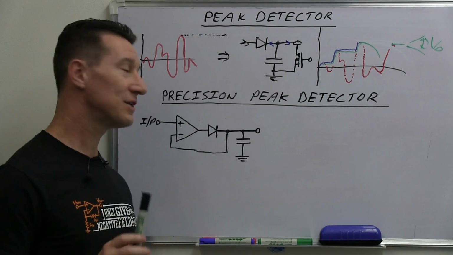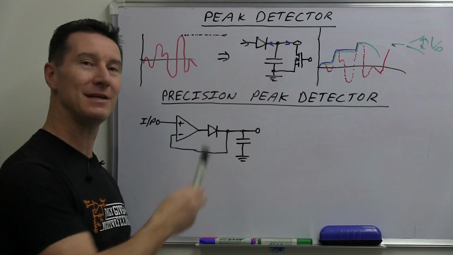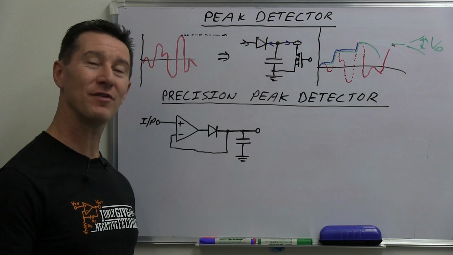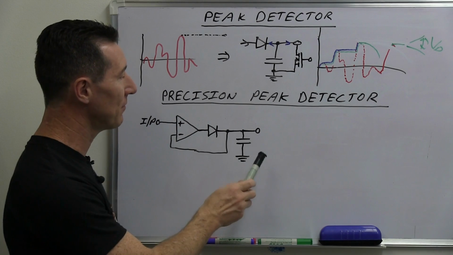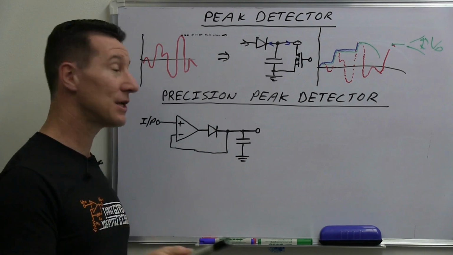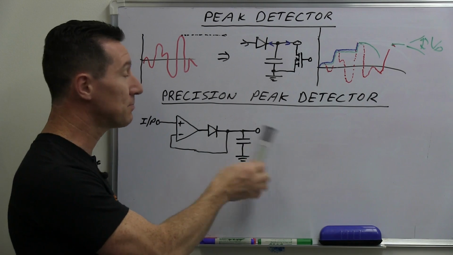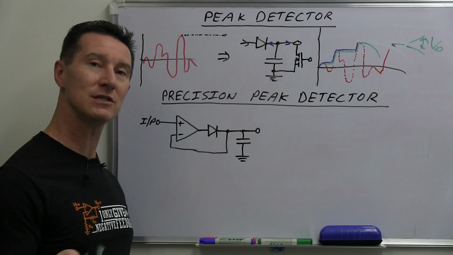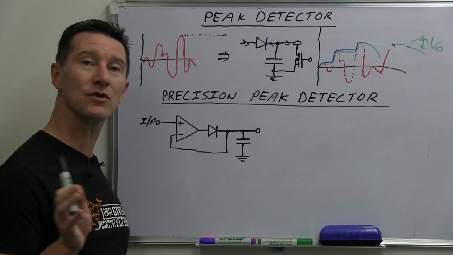Now, the first limitation is, of course, the discharge on the cap. If you're driving an ADC, for example, this isn't exactly the ideal circuit to be driving an ADC with. I won't go into ADC details, that's a whole separate video, but suffice it to say that ADCs can actually take input current spikes when they're taking the measurement, in the case of a successive approximation analog to digital converter, like typically used in a microcontroller, for example.